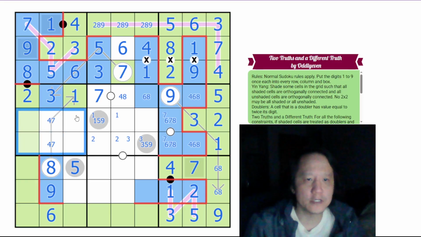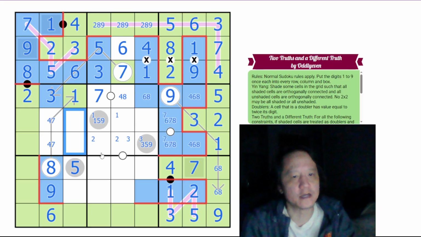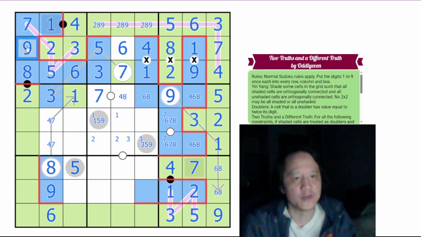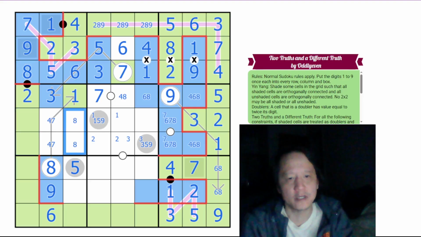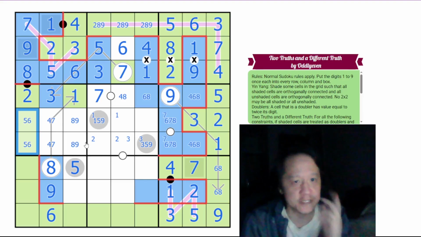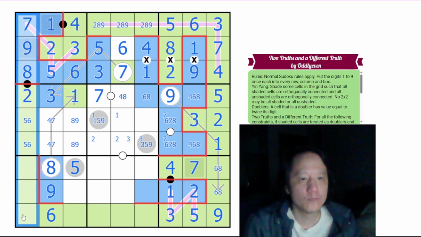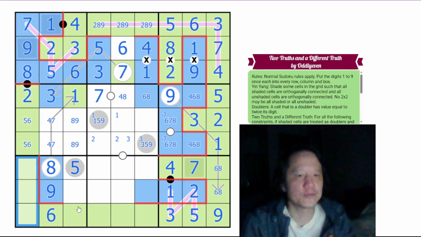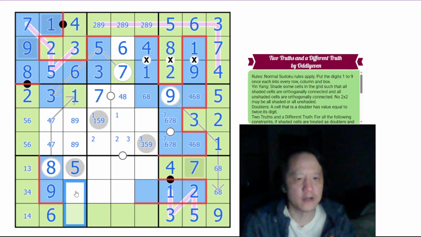Remaining digits in box 4. We have 5, 6, 8, and 9. 8 and 9 cannot be here because of the 8 and 9 in the column, so this becomes an 8, 9 pair. That forces this to be a 5, 6 pair. Remaining digits in column 1. We have 1, 3, and 4. This can't be 1 because of the 1 in the row, no 4 because of the 4 in the row, no 3. And remaining digits in column 3 are 2 and 7. This can't be 2 because of the 2 in the row, so this is 7, which makes this 2.